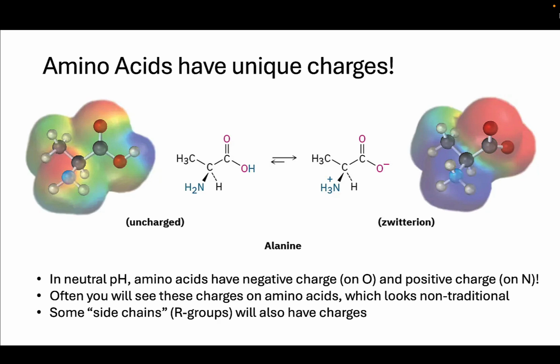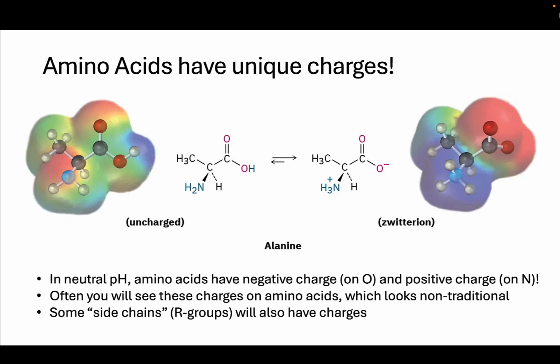And so one thing about the amino acid structure is that you're often going to see it in the zwitterionic form, which is a fancy word for having a positive and a negative charge on both parts of the molecule at once. So the nitrogen bears a positive charge and the oxygen on the carboxylic acid bears a negative. And this is how the amino acid exists in regular pH solution, right? This is the more commonly found form.